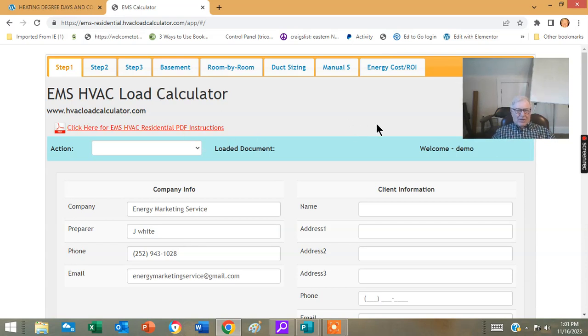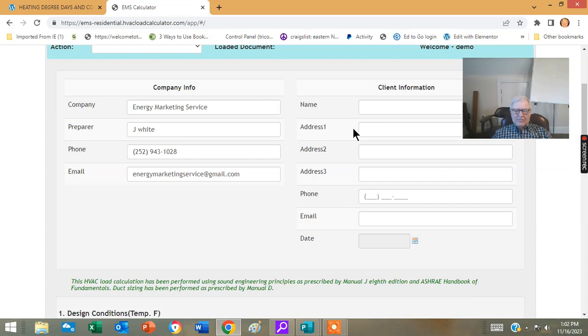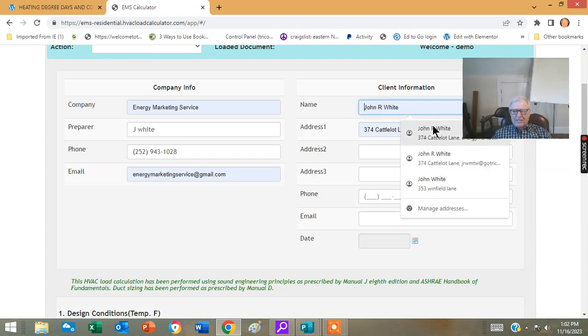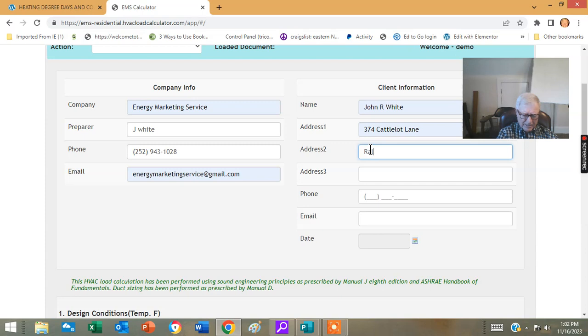Okay, so here we are. The first thing you want to do is fill in your client's information. In this case, do that. This house that we're working on is going to be in the Raleigh, North Carolina area. You can use this calculator for anywhere, but for purposes of giving you a demonstration, we're going to use Raleigh, so Raleigh, NC. I think I spelled that right.